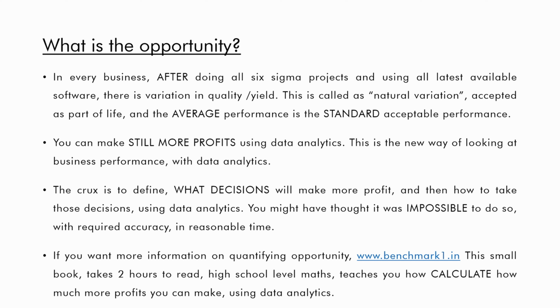Now, in every business, after doing all the Six Sigma projects and using all the latest available software, there is still variation in quality, yield, and profits. This is called natural variation. It is accepted as a part of life, and the average performance is the standard acceptable performance. However, you can make still more profits using data analytics. This is the new way of looking at business performance with data analytics.